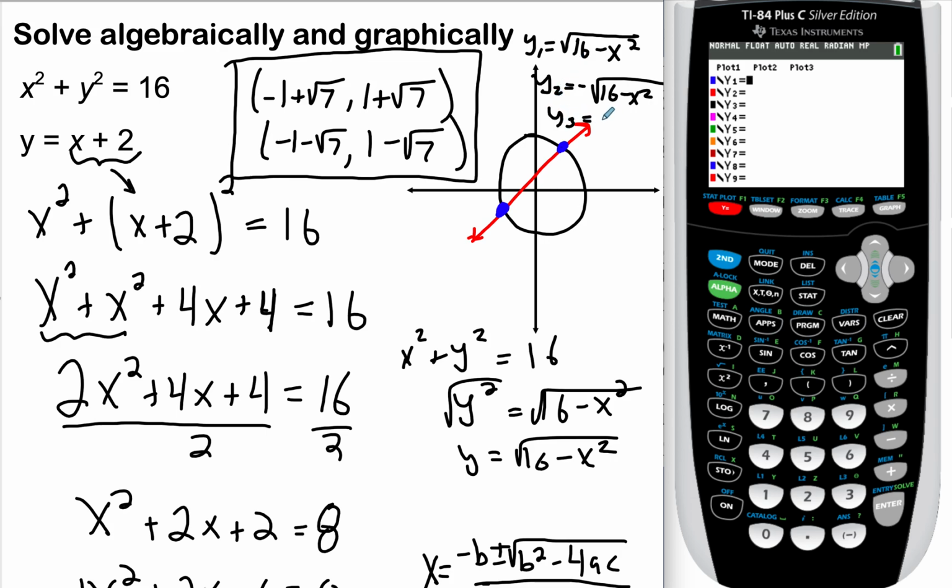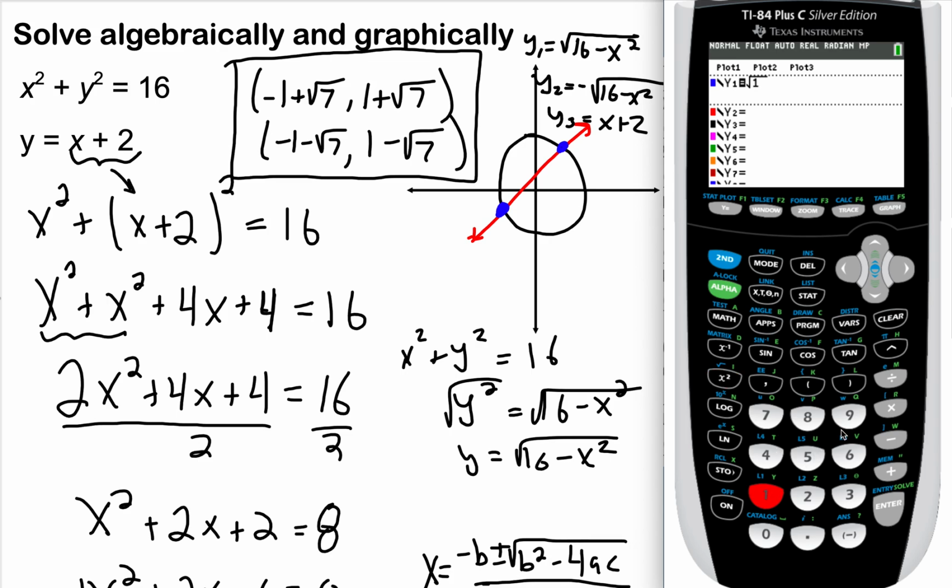And then we'll do y3 is equal to x plus 2. So let's go ahead and plug that in. I'll do this with my mouse. We have the square root of 16 minus x squared. We have negative, make sure you use the right negative, the square root of 16 minus x squared. Then we have x plus 2. Let's try to graph this. There's the top half of our circle, there's the bottom half of the circle, and here's a nice beautiful line coming in.